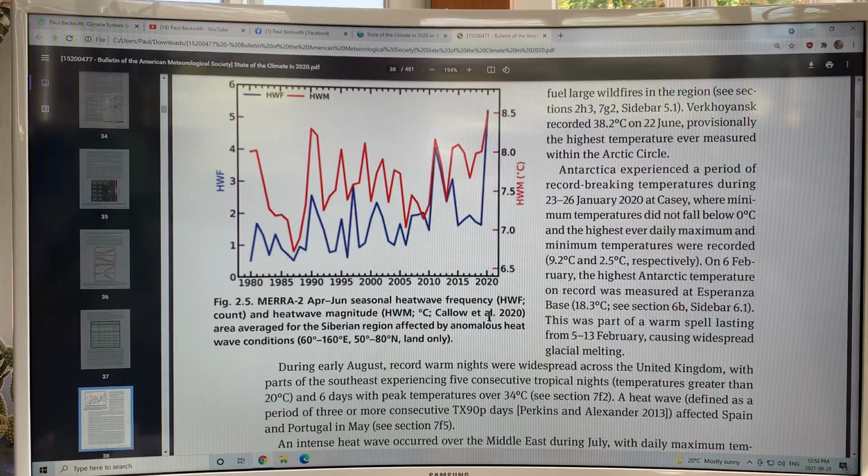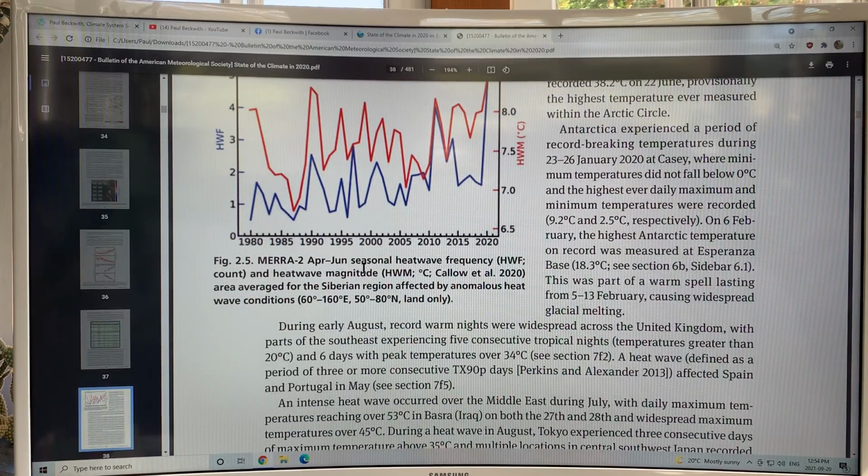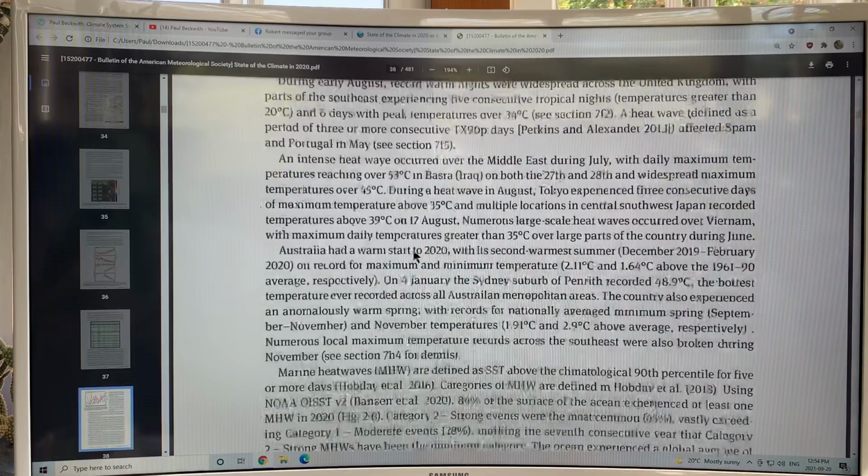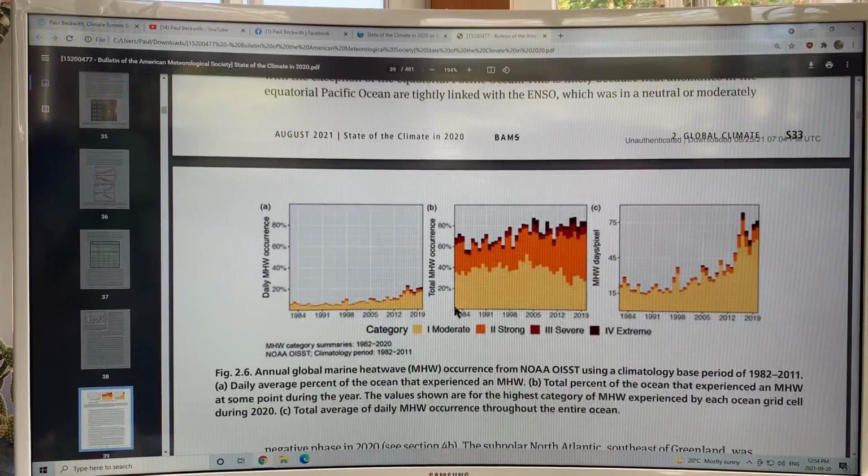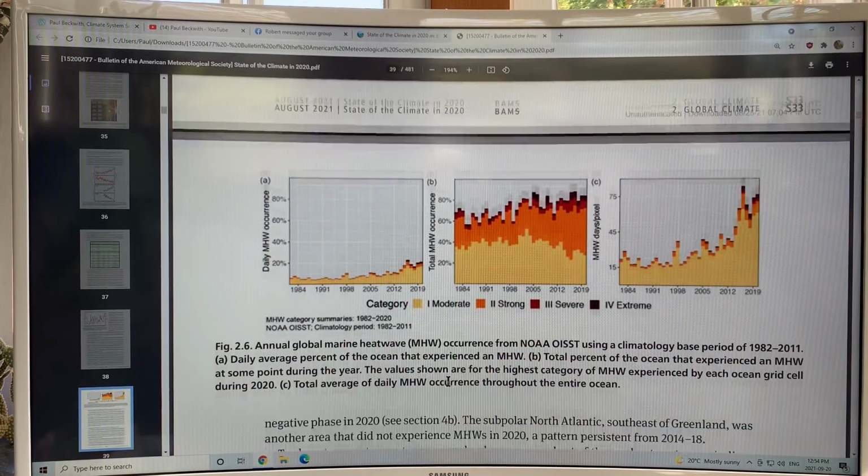Okay, heat wave frequency. Heat wave frequency is the blue curve, and the heat wave magnitude is the red curve. The red number is here, the blue number is here, and we're seeing, of course, trending upwards. We're getting more and more heat waves April to June around the globe. No surprise there.